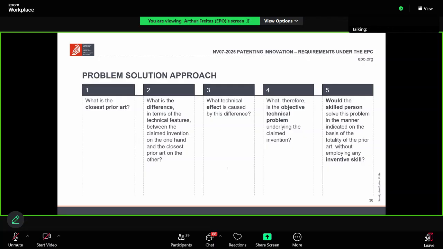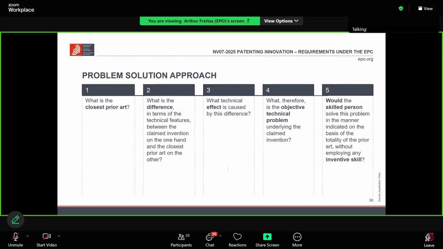And so the idea is that we provide the applicants with a systematic way, not something like gut feeling or some customized way to look at inventions and decide whether or not they're inventive. The problem solution approach has 3 steps, but can be broken down into many more. Here we're showing 5, and the 5th one can also be broken down.